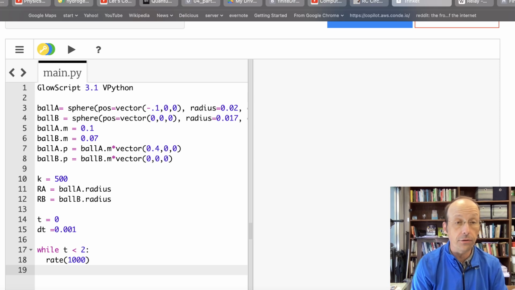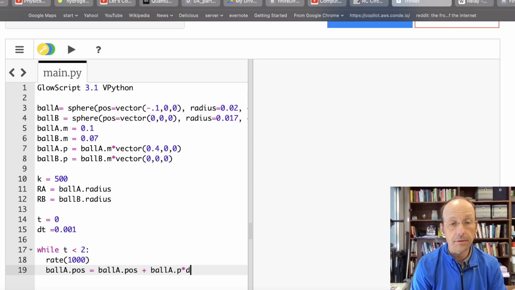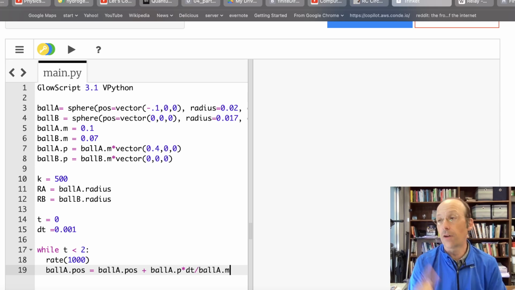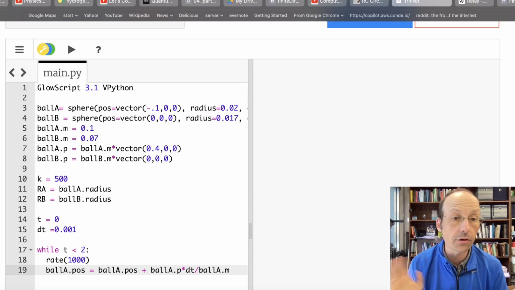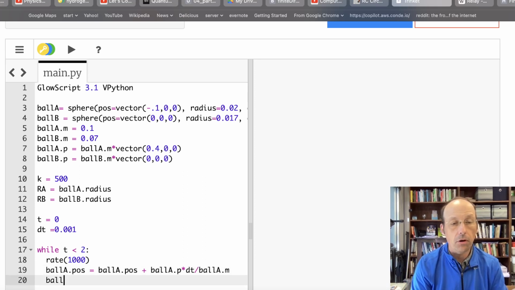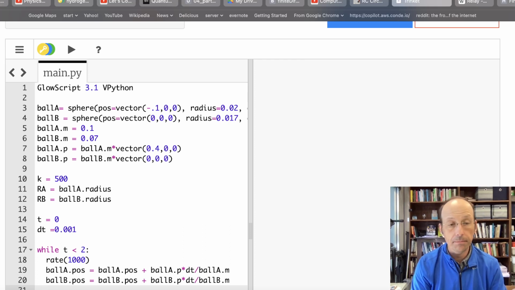Okay, the first thing I'm going to do is update the position of ball A. So ball A.pos equals ball A.pos plus ball A.p times dt divided by ball A.m, right? So that's ball A.p divided by the mass is the velocity. Now you can say, oh, you don't need to update B. Well, I'm going to. Ball B.pos equals ball B.pos plus ball B.p times dt divided by ball B.m. Now I need to update time. T equals T plus dt.